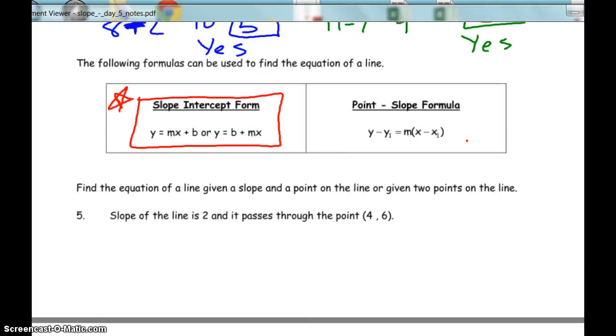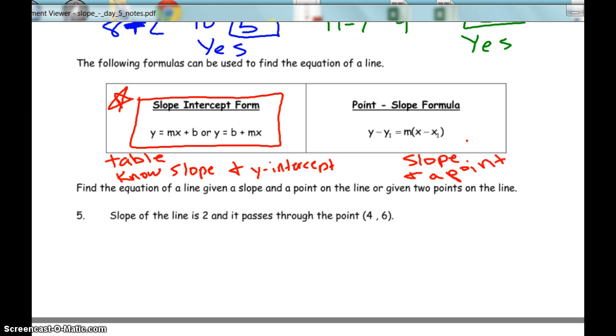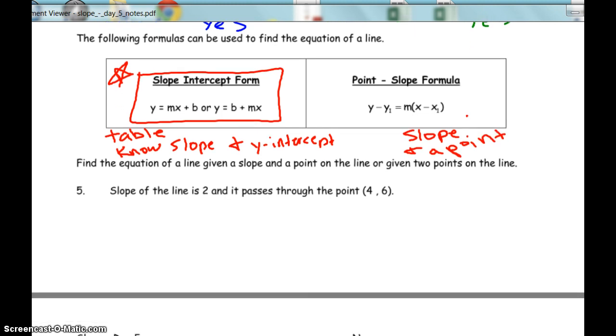We know that we want to use the slope-intercept form when we have a table or we know the slope and y-intercept. When we want to use point slope formulas, we are given a slope and a point. So when we look at this one, we are given a slope and we are given a point. So we want to plug that in.